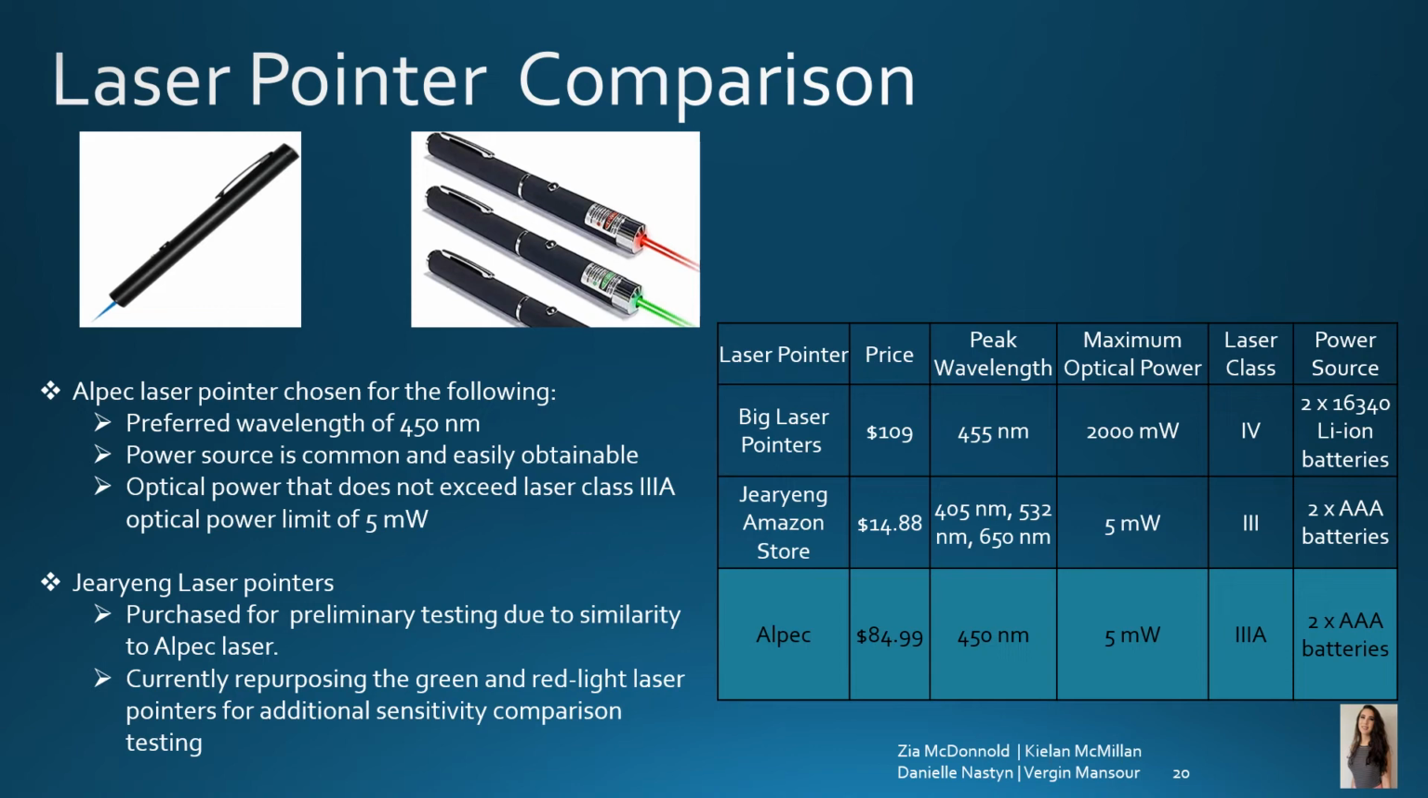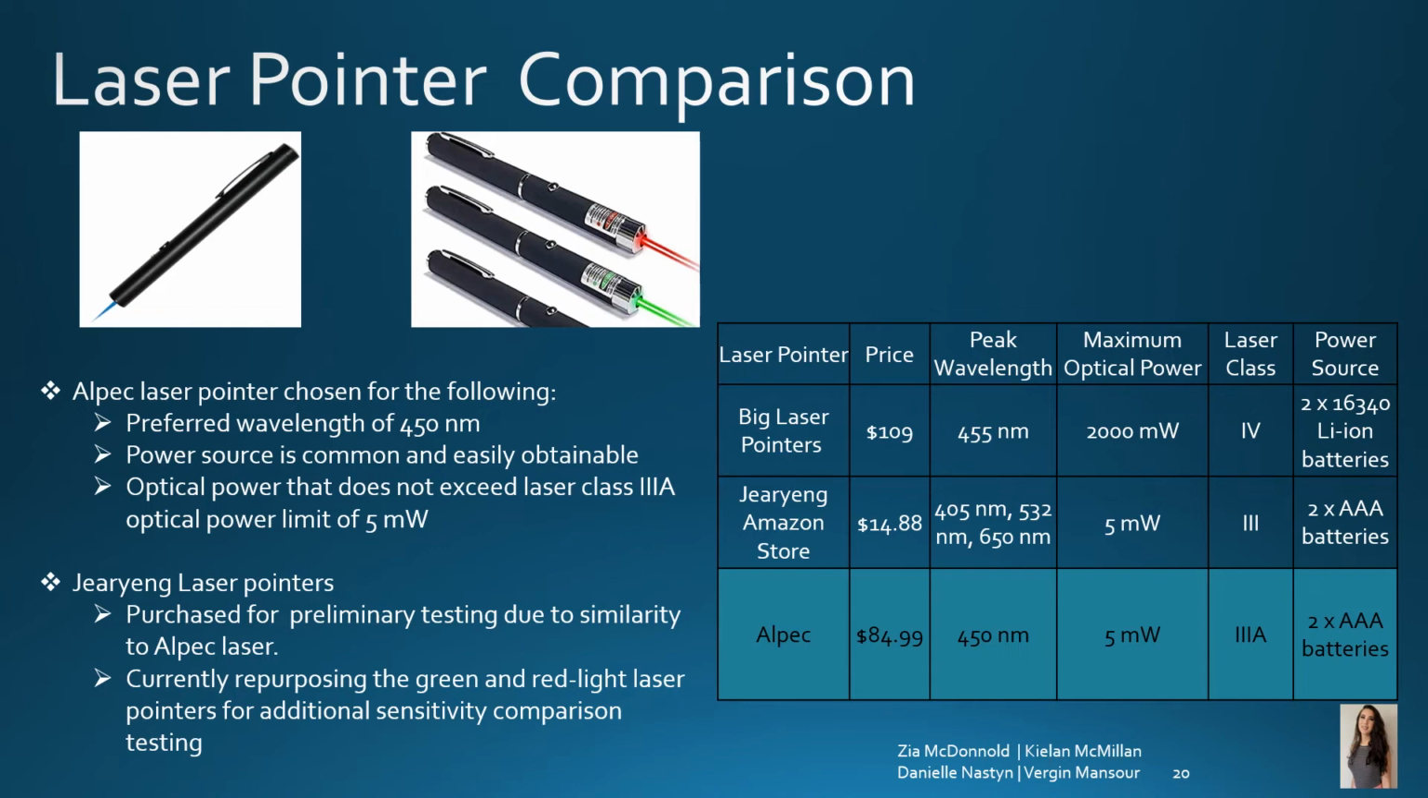The J-Ling laser pointers displayed on the right-hand side are similar to the Alpec laser, however the offered wavelengths were inadequate for the final system's design. Instead, they were purchased for preliminary testing and additional stand-in light sources for optical alignment, while the Alpec laser pointer is integrated into the system circuitry.